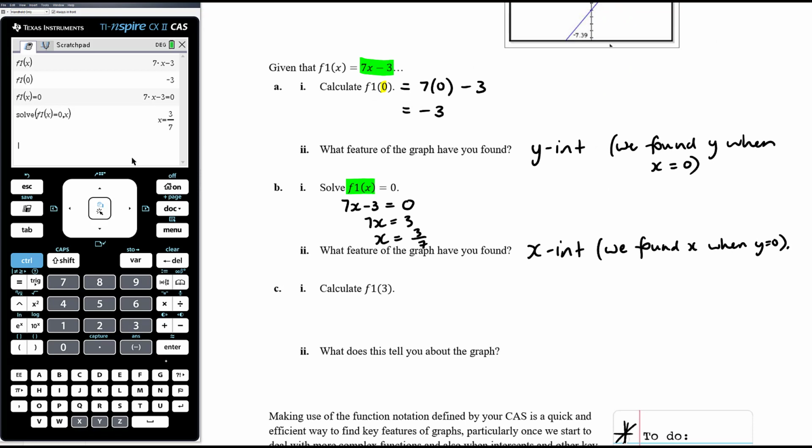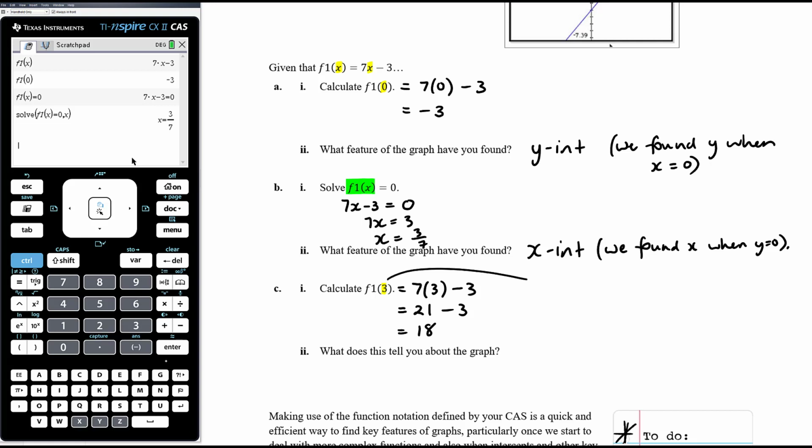If we were to calculate f1 of 3, let's do that by hand first. So f1 of 3 is replacing the x value with 3. So f1 of x is 7 times x minus 3. f1 of 3 is 7 times 3 minus 3. So that is 21 minus 3, which is 18. Okay. So what does this tell us about the graph?